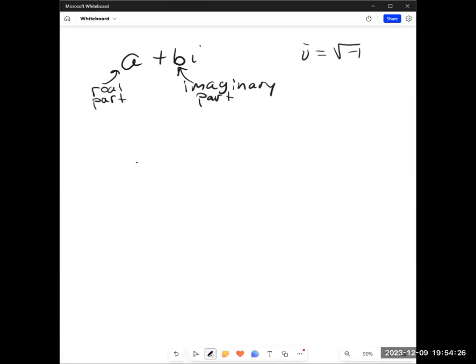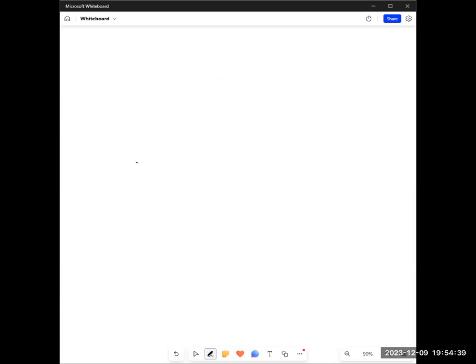So this is standard form. This is the way we want it to look, with the real part written first, plus or minus the imaginary part times i. Let's go ahead and look at some examples here.